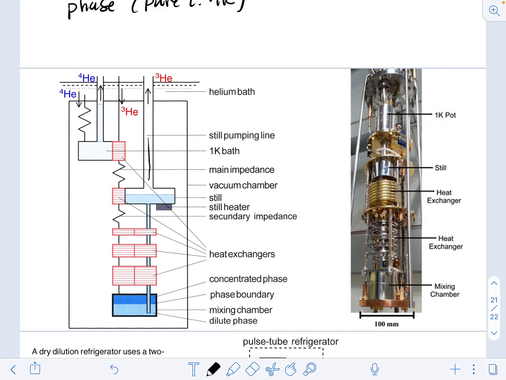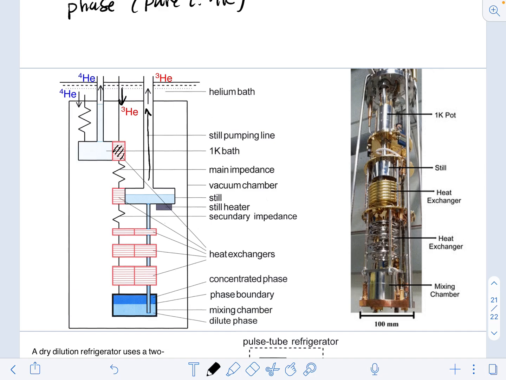So what we do is we pump on the vapor above the still, which is pure helium-3, and that is recirculated back into the fridge. So it comes back down here. It first passes through the 1K pot. When it leaves the fridge, it ultimately goes through a series of pumps that are at room temperature, and so that gas warms up to room temperature and then it comes back down into the fridge. The first thing is that gas is going to pass through a heat exchanger that's connected to the 1K pot, so it cools to 1K.